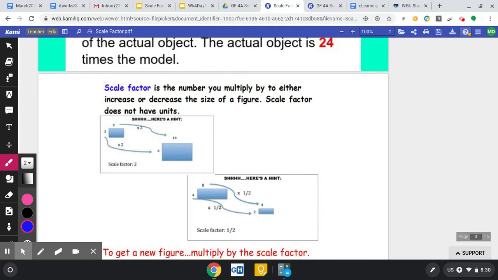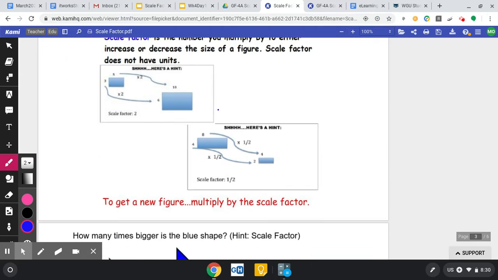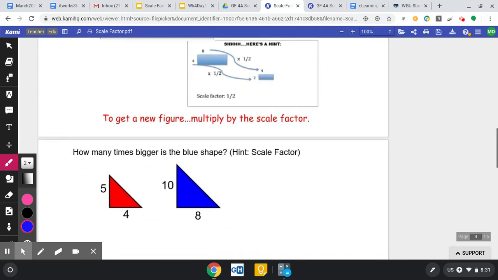Okay, so the scale factor is the number you multiply by to either increase or decrease, because sometimes you shrink your pictures, which is called dilation, that you will focus on in 8th grade. Scale factors do not have units. We're not saying that the scale factor is 2 inches. You're just finding what they multiplied or divided by.